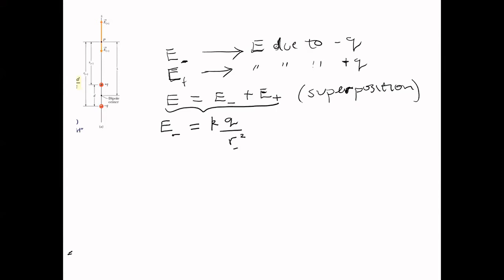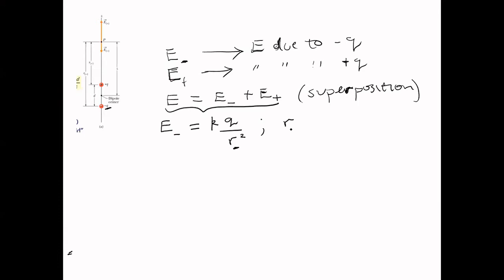So I'm saying that the electric field due to the minus charge is just equal to K, which is a constant, and then Q, the magnitude of this. When we say magnitude, we are not concerned about the sign. Are we together? And now this R minus that I've put is the distance from here up to the point P where we want to calculate. Are we together?